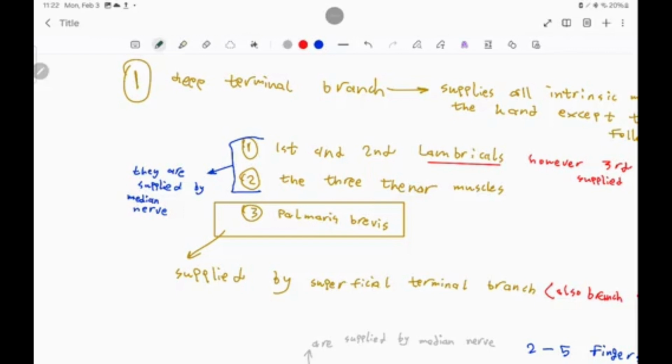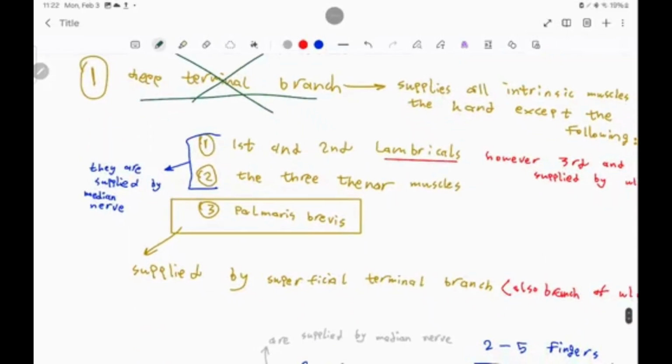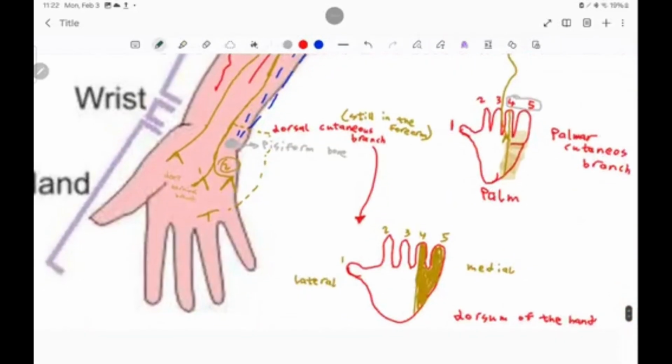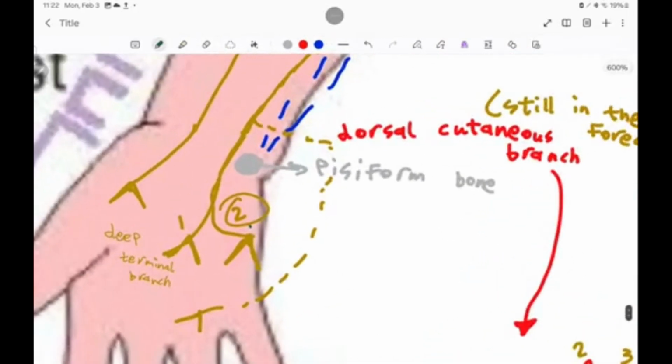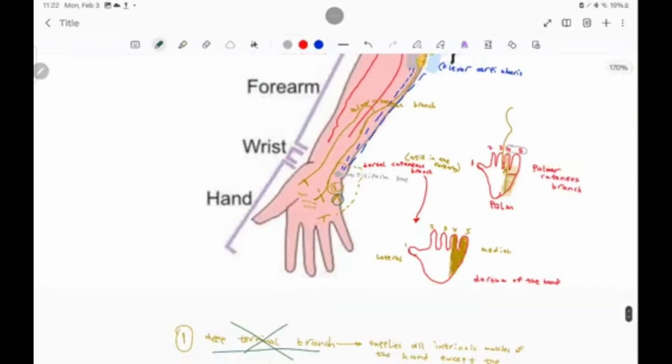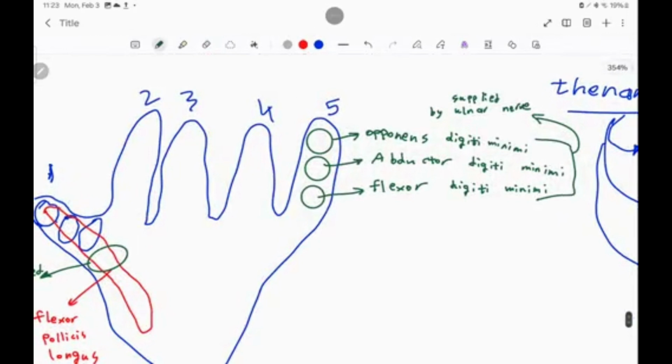So we said this palmaris brevis is supplied by a branch of the ulnar nerve, which is not the deep terminal branch. It's supplied by the superficial terminal branch, which is number 2. Okay, this nerve, number 2. Here we can find that. I'll draw the palmaris brevis. Here is palmaris brevis.